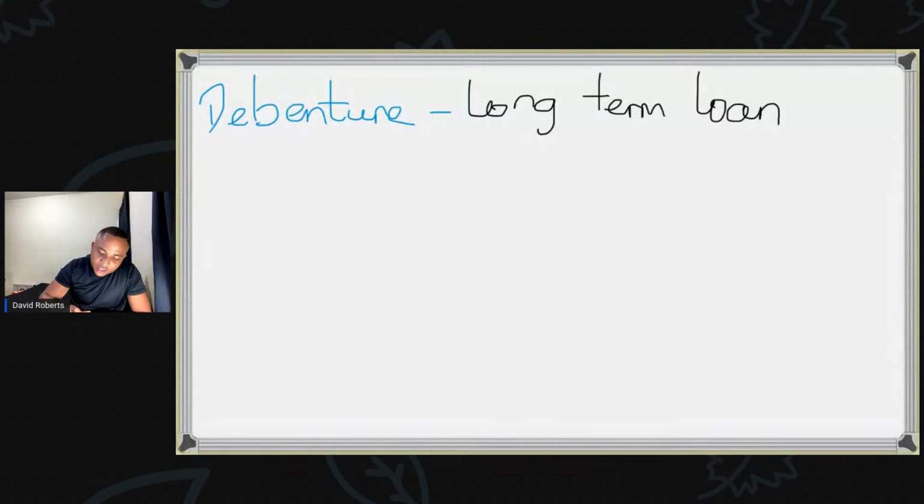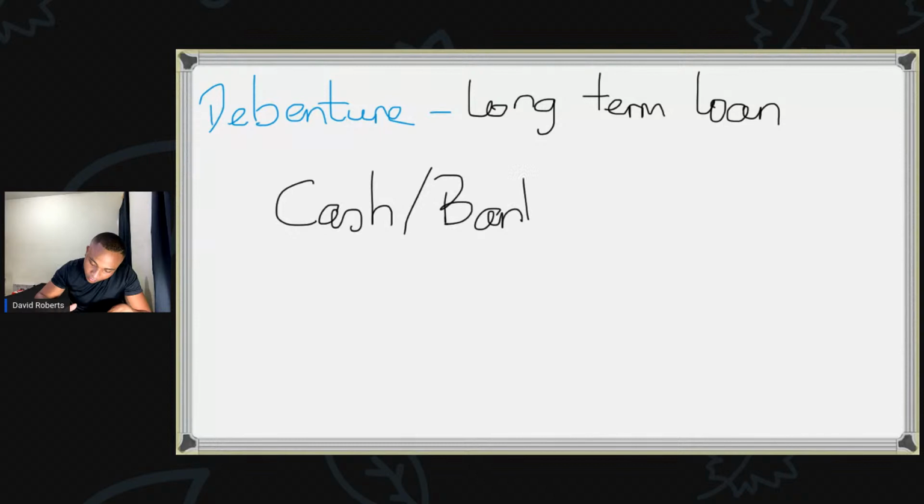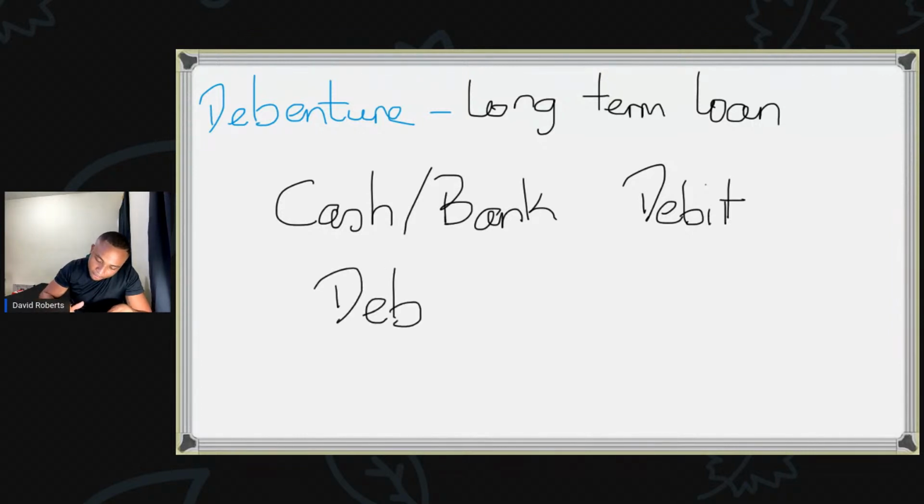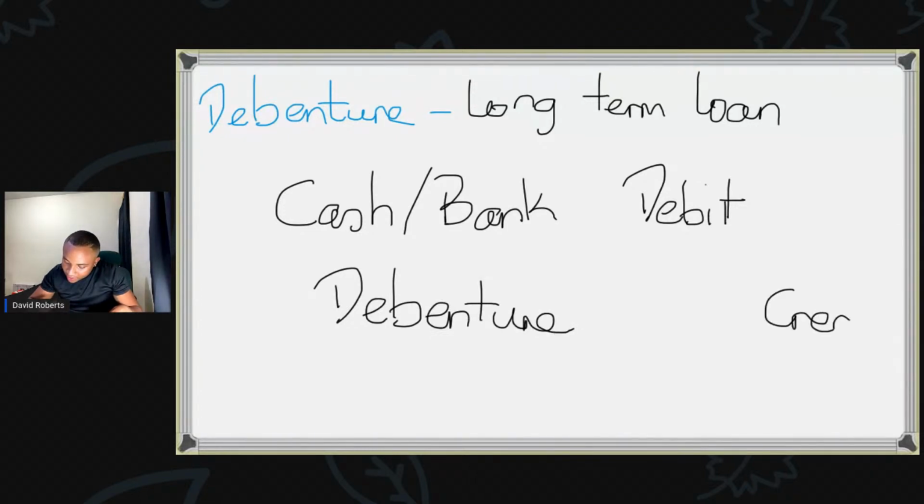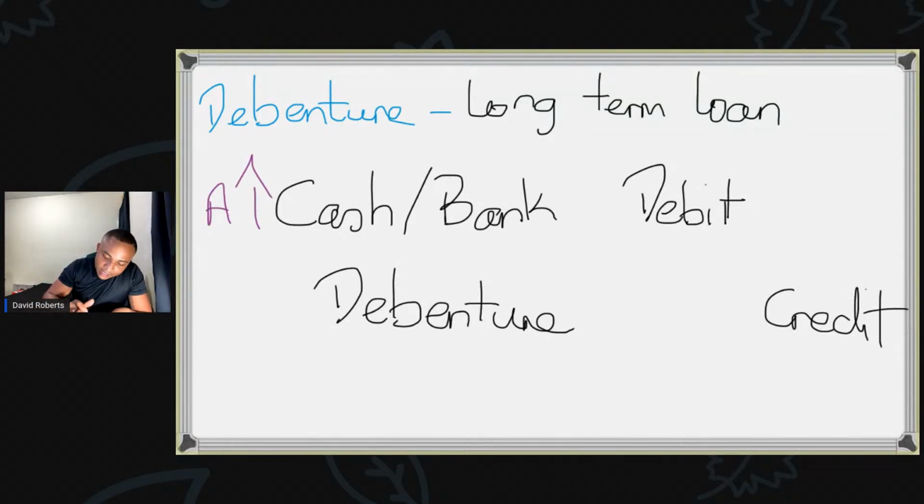But we're going back to the debentures. When we are taking a loan, it will be either cash or bank, and this will be debited. Then the debenture will be credited. And why is that? Just remember, we know that an asset increase is a debit, and a liability increase is a credit. So this is how we would enter it when we get debentures, when we take a loan.